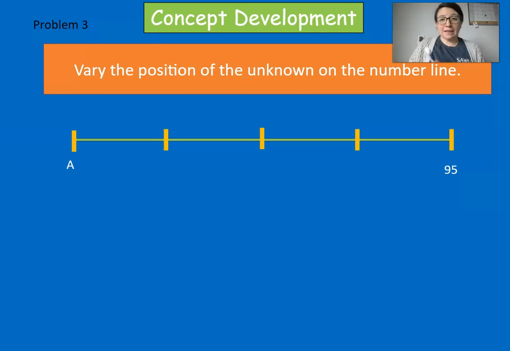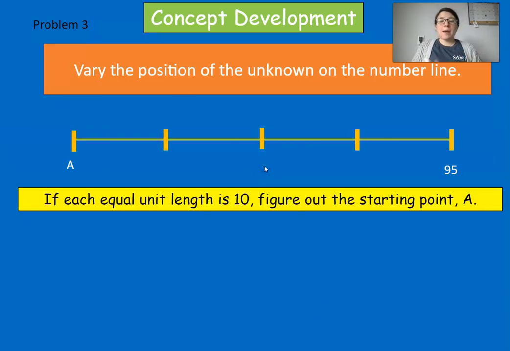Here we have 95 at this endpoint. Do we know the value of A? Not yet, right? But if we know that each of these hash marks is a value of 10, can we figure out the value of A? We can, right? Pause and talk to someone at home about what you think the value of A is and why.